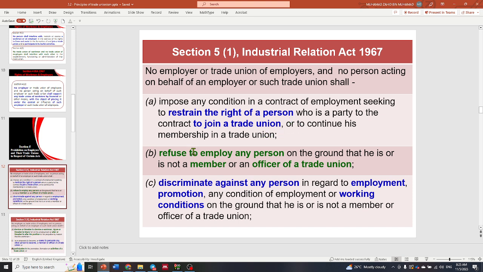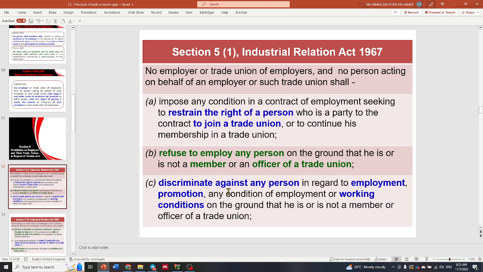B. Refuse to employ any person on the ground that he is or is not a member or an officer of a trade union. And 3. Discriminate against any person in regard to employment, promotion, any condition of employment or working conditions on the ground that he is or is not a member or officer of a trade union.